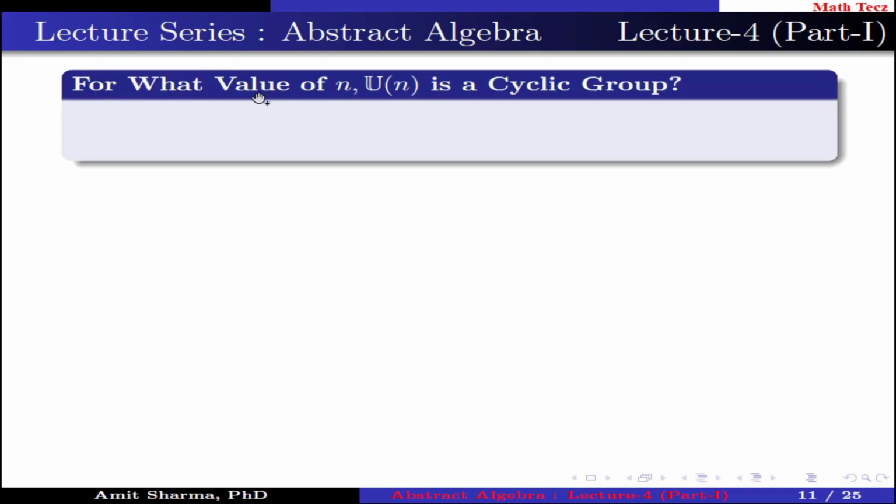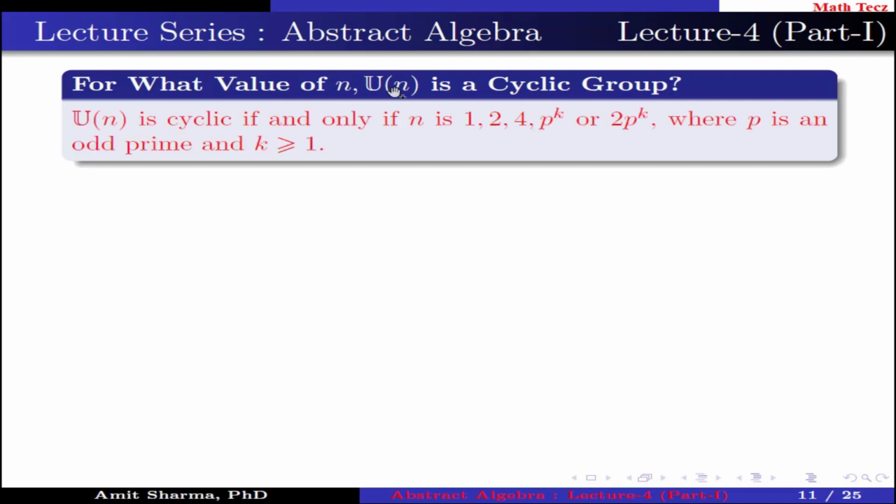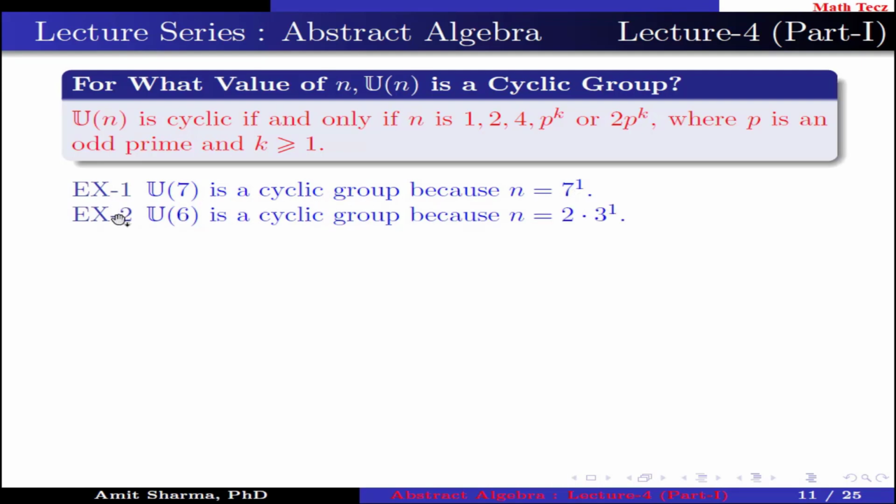Next, for what values of n is Un a cyclic group? Un is cyclic if and only if n is 1, 2, 4, p to the power k or 2 into p to the power k, where p is an odd prime and k is greater than or equal to 1. Example number 1, U7 is a cyclic group because n is 7 to the power 1. Example number 2, U6 is a cyclic group because n is 2 into 3 to the power 1.